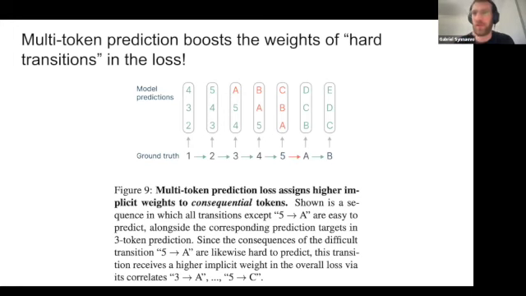So that's basically the first hypothesis. If your ground truth is 1, 2, 3, 4, 5, A, B, and your model predictions go like that, then if you have a multi-token prediction loss, you are going to assign higher implicit weights to what we call the consequential tokens. The consequential token here is A, right? Because in the natural distribution, the most likely token after 1, 2, 3, 4, 5 is 6, so A is the one with the most surprise.